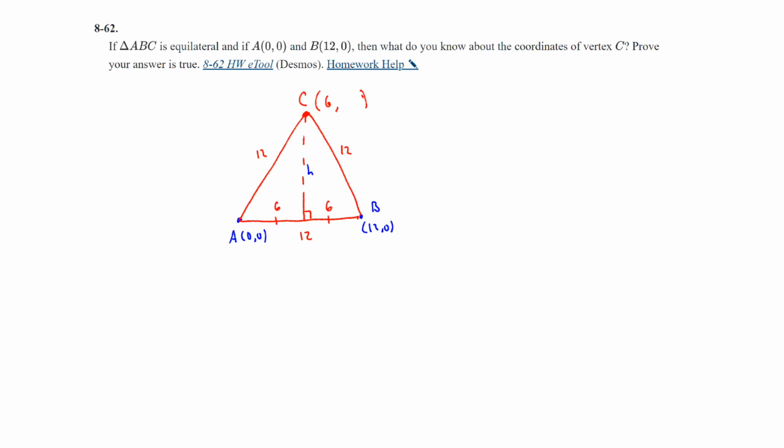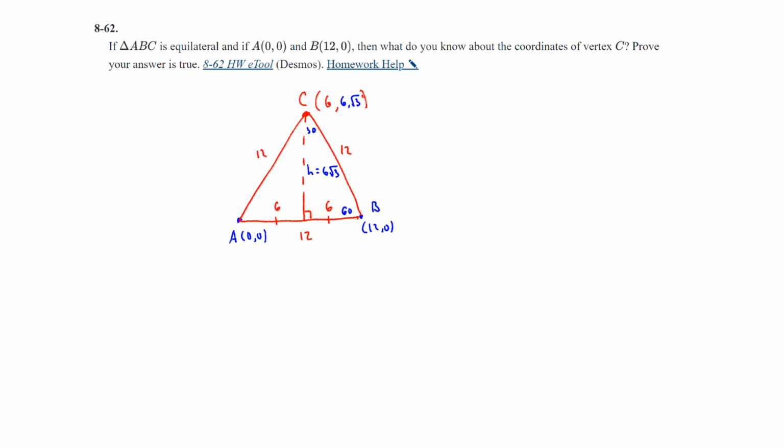So you might also recognize that this will be a 30-60-90. So you could use your shortcuts, and I'm going to go ahead and do that. If the hypotenuse is 12, my short leg, which is down here, is 6, and that's true. And then my long leg, which would be the one across from 60 degrees, is the square root of 3 times the short leg. So that would be 6 square roots of 3. So the exact ordered pair would be (6, 6√3).